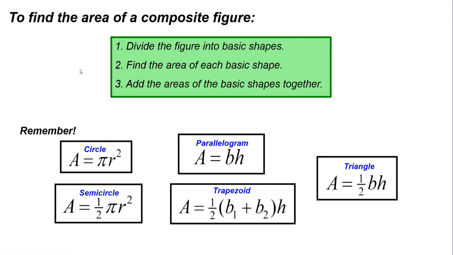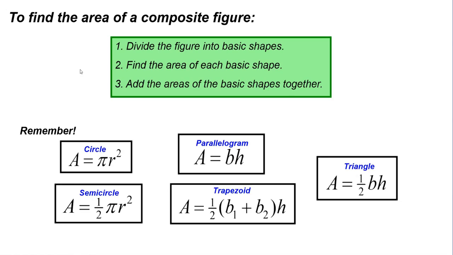So to find the area of a composite figure, basically what we want to do is figure out how to divide the figure into basic shapes. Now, there is not always one right way to do that, so you can use your creativity and imagination to divide the figure into basic shapes that we can find the area of. Then what we want to do is find the area of those basic shapes using the formulas that we've learned, and then add all those areas together.